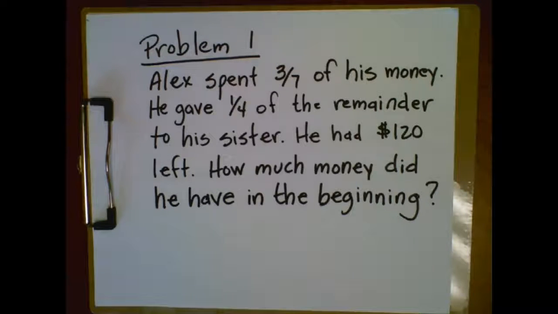Okay, so we're going to take a look at the first problem here. And the problem is: Alex spent 3/7 of his money. He gave 1/4 of the remainder to his sister. He had $120 left. How much money did he have in the beginning?